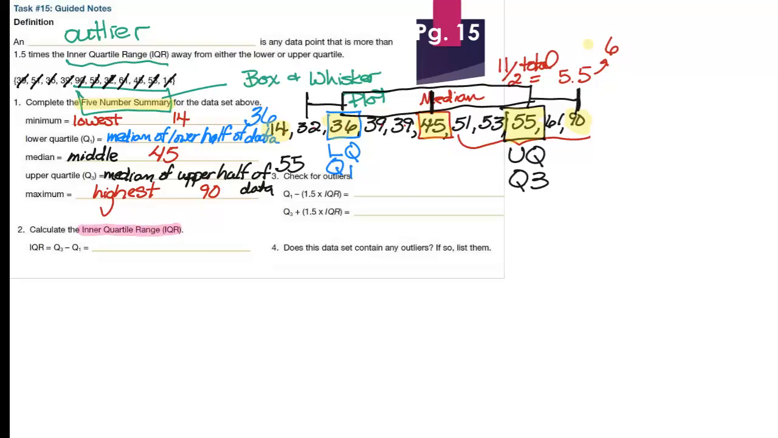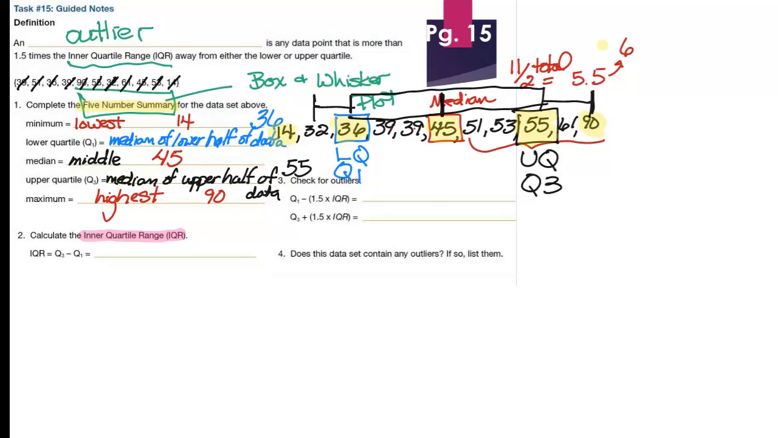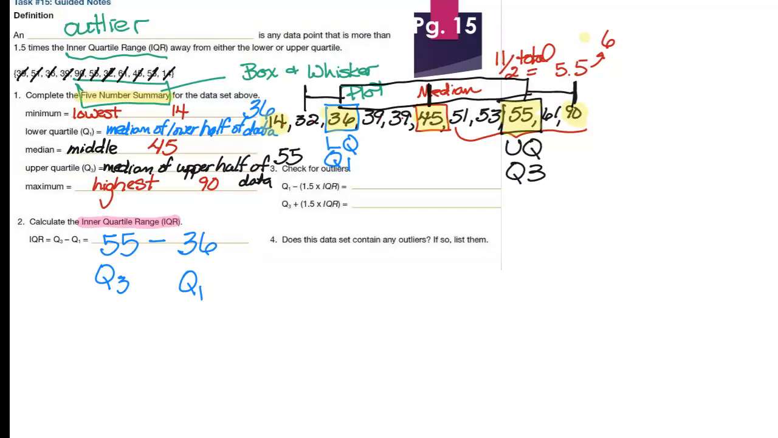The interquartile range is to subtract quartile 3 minus quartile 1. So quartile 3, we said, is 55, minus quartile 1, and that is 36. And so what is my interquartile range? 19. This is the IQR.